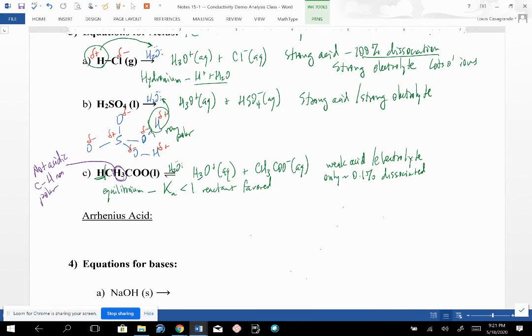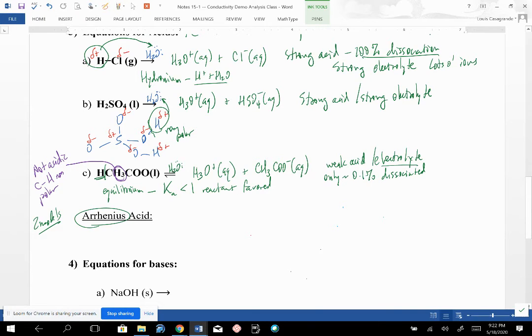Now, the common theme that we've been seeing here is not only are they electrolytes, either weak or strong electrolytes, but also notice what's happening. We are taking that water and we're taking the H plus off of the acid. And so that gives us our first definition for what an acid is. So we're going to take a look at two models for acids and bases. And the Arrhenius definition is going to be our first definition.